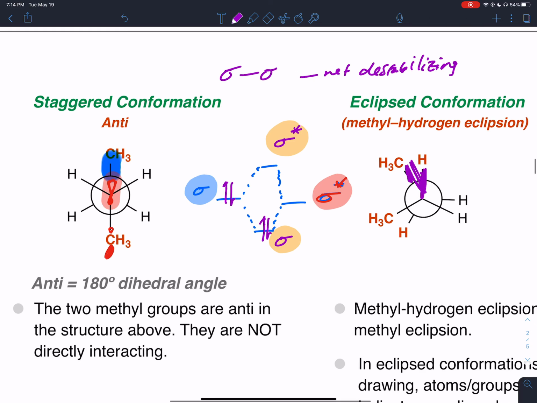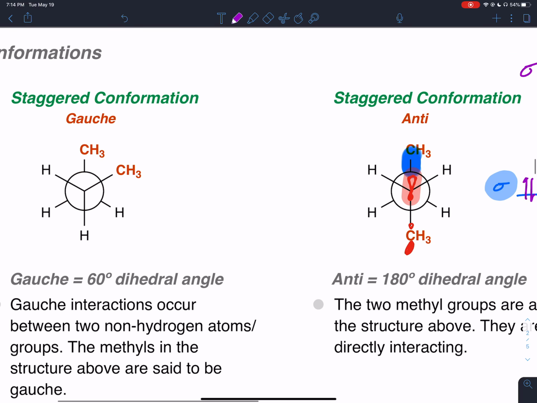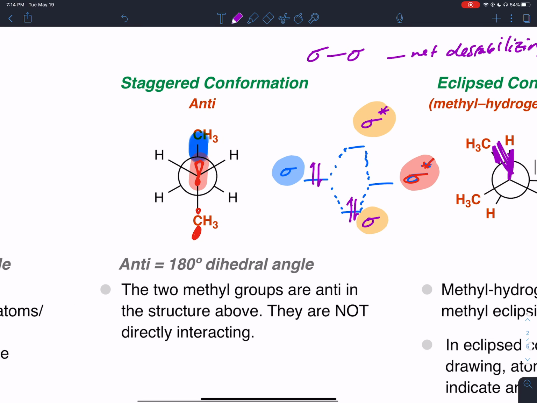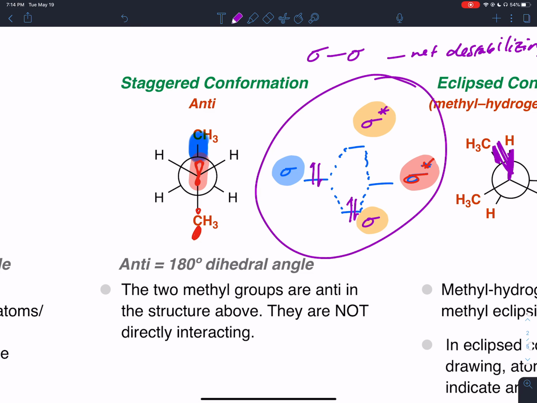Okay, so yes, in staggered conformations there is less overall steric strain, right? Because there's not direct eclipsing of atoms and there's less van der Waals repulsion, but there's also this stabilizing hyperconjugation that occurs. And here is the MO explanation for the hyperconjugation.